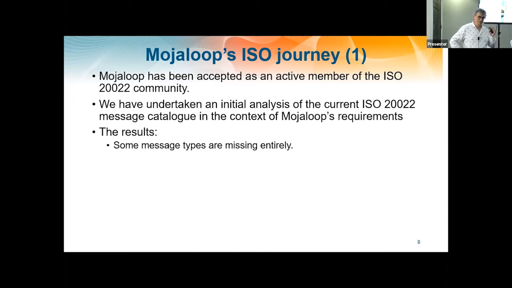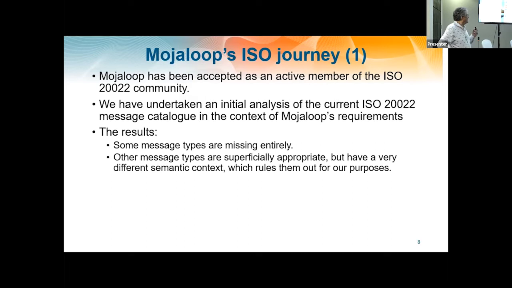We have to be able to support it because we just don't operate in environments, in economic environments, where it's easy for people, fintechs, for instance, to set up those relationships. So that's an example of a kind of message type that's missing entirely. So there are other message types which kind of look appropriate, but actually have a very different semantic context.